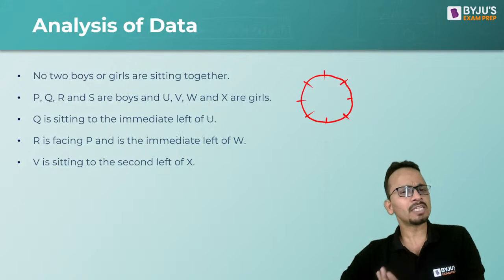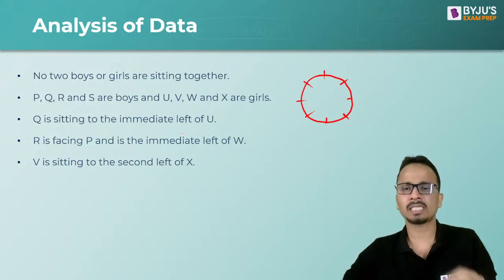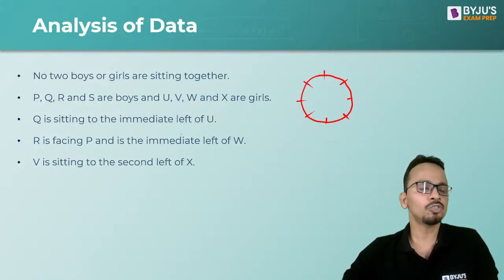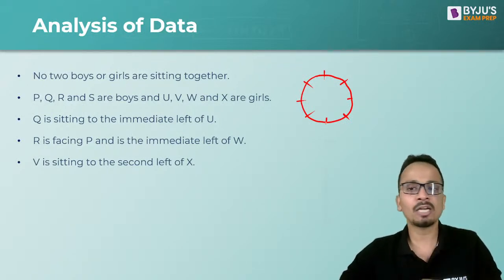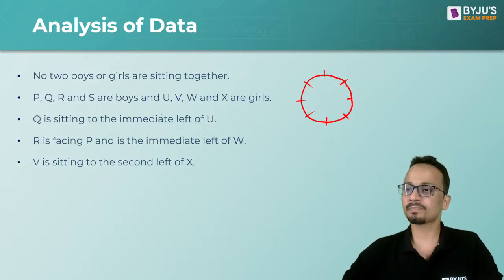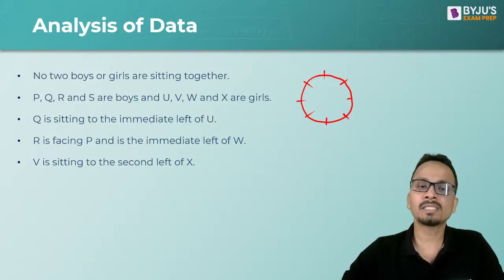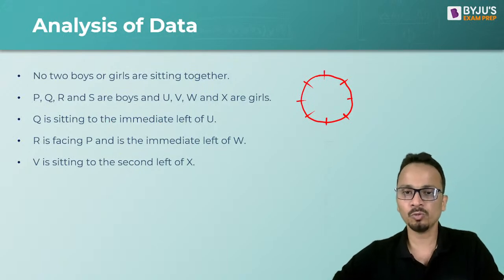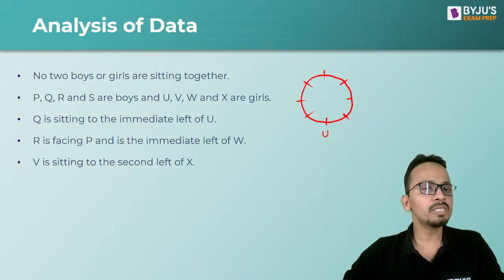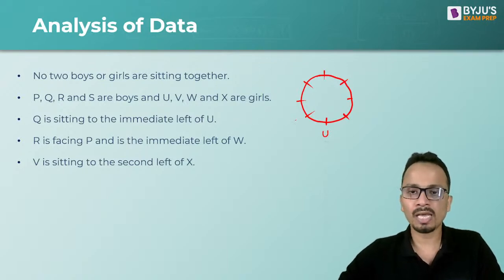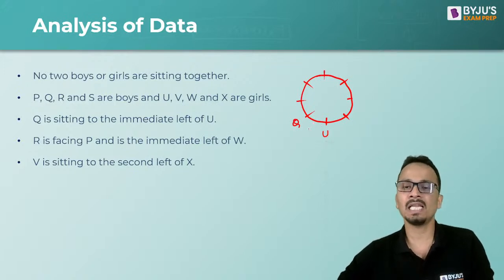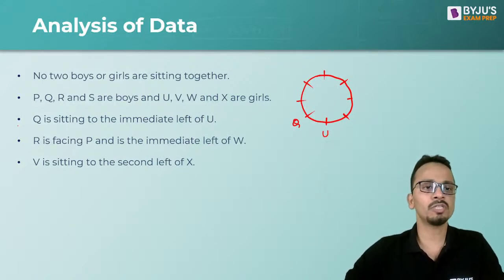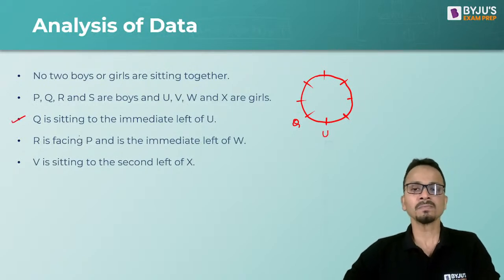Now circular arrangement has a simple beauty: you can start this arrangement by placing anyone and then using that person that you have placed as a reference frame. So Q is sitting to the immediate left of U. I'll start by placing U here. Now Q is to the immediate left of U, so I'll place Q at a position which is immediate left of U. So this condition is already over.